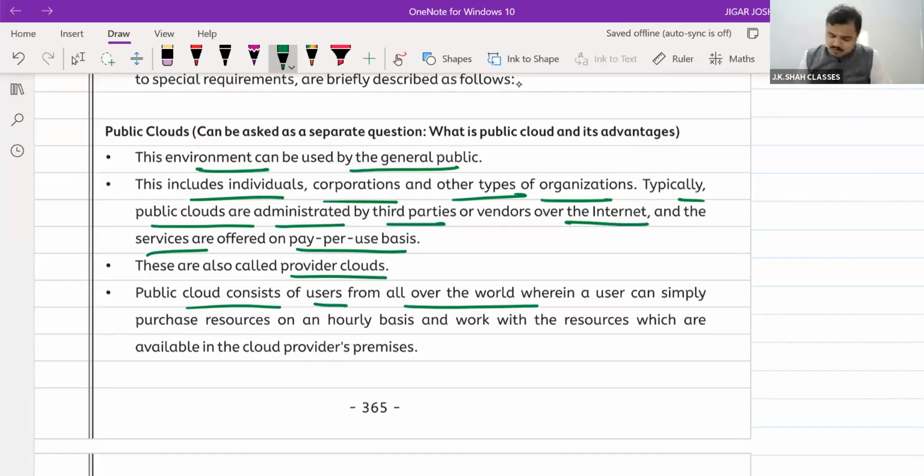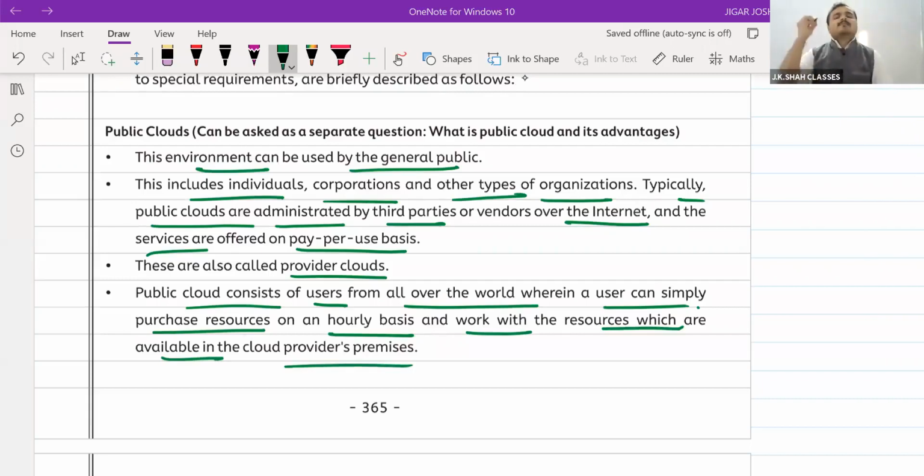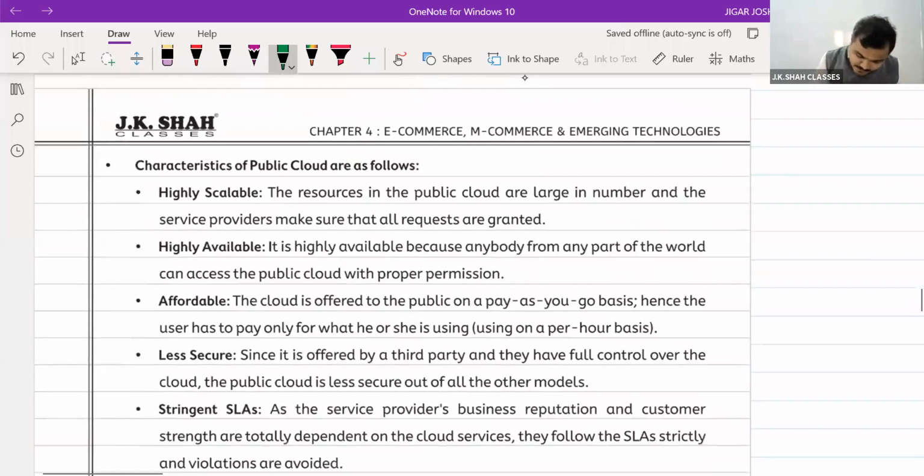Yes, sir. So here the customers consist of all over the world, wherein the user can simply purchase the resources. What you did? The 30 GB resources I purchased from 10,000 GB. The user can simply purchase the resources on an hourly basis also and work with the resources which are available with the cloud service provider. Understood. What are the characteristics?